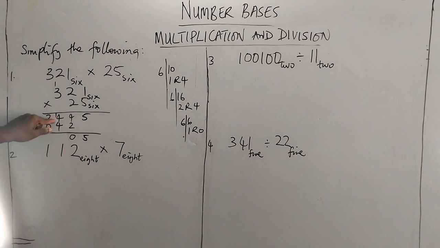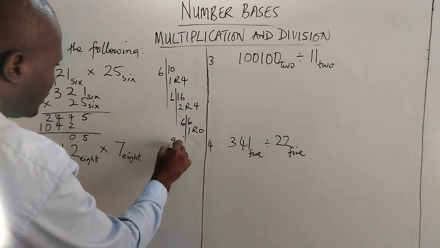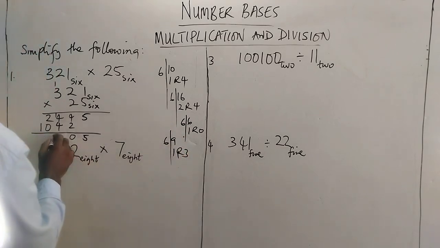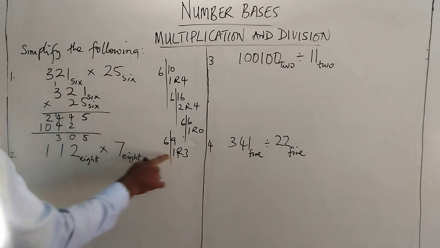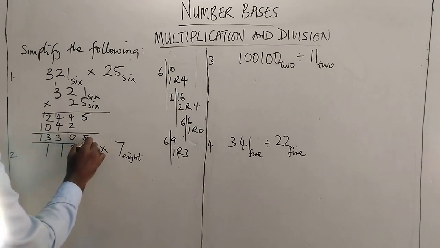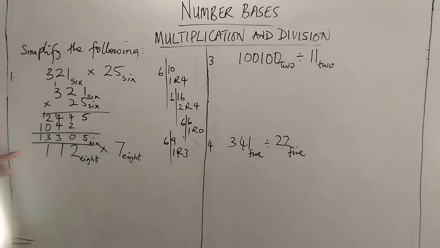Now, 1 plus 4 will give you 5. 5 plus 4, 9. 9 is not allowed. You go and divide. You have 1 remainder 3. You write the remainder down. Carry the quotient to the next line. 1 plus 2 will give you 3. 3 plus 0 will still give you 3. You bring down 1. So our final answer is 13305 base 6.